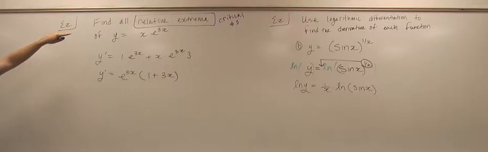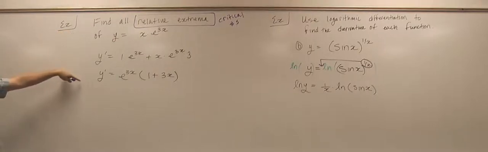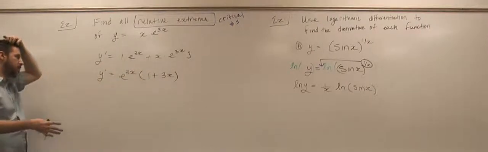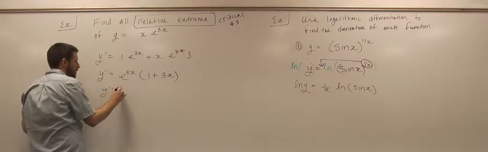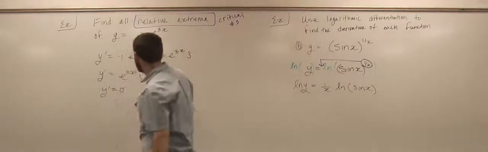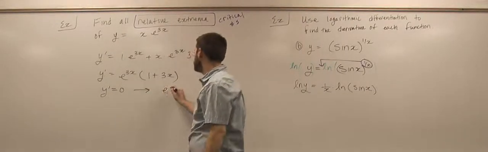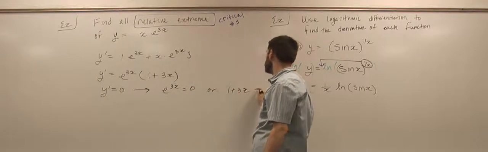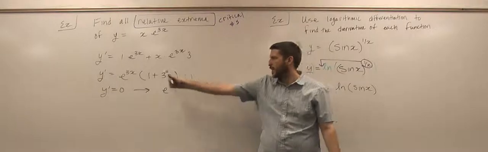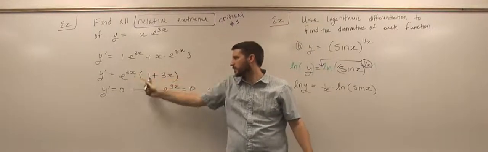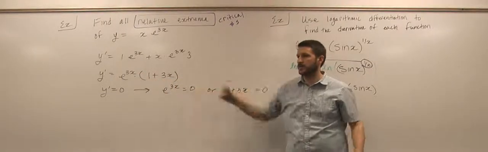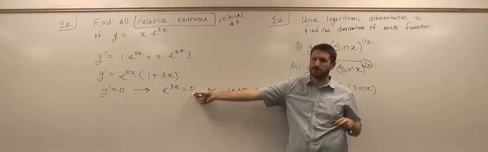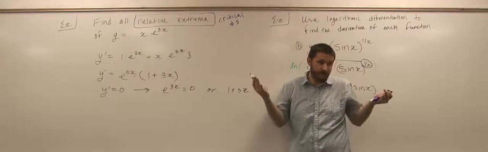I'm trying to find relative extrema, so I'm going to set this to 0. There's no denominator, so I don't have to worry about where it's undefined. But I can set it equal to 0. y prime equals 0 tells me that I have two options: either e to the 3x equals 0, or 1 plus 3x equals 0. If I'm trying to solve a product equals 0, you set each factor to 0. Why is this? It never happens.